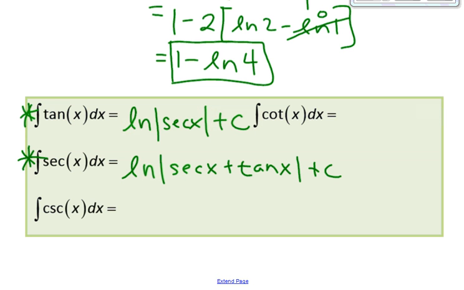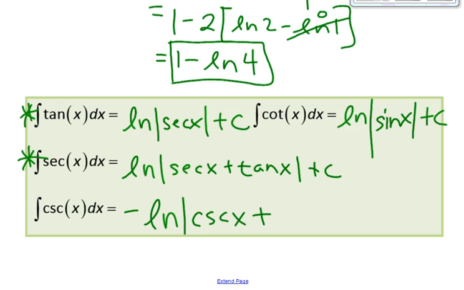So cotangent is going to be the natural log of the absolute value of sine. Another way you could think of it is the negative natural log of cosine, but the negative natural log of cosine is the same as natural log of sine. And then cosecant will be the negative natural log of cosecant x plus cotangent x. Okay, so make sure you run over those, especially tangent and secant.